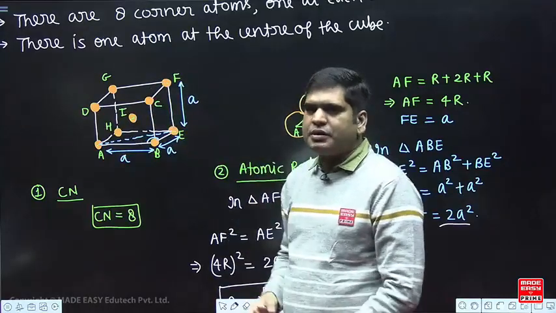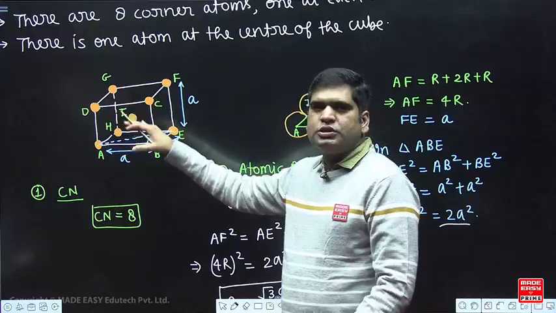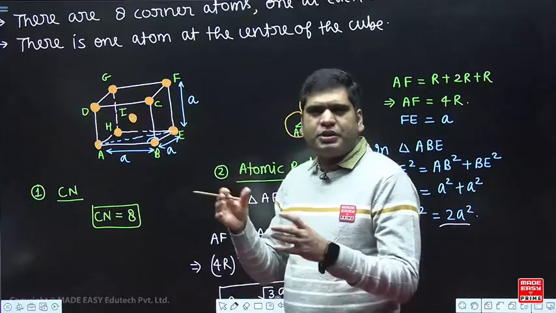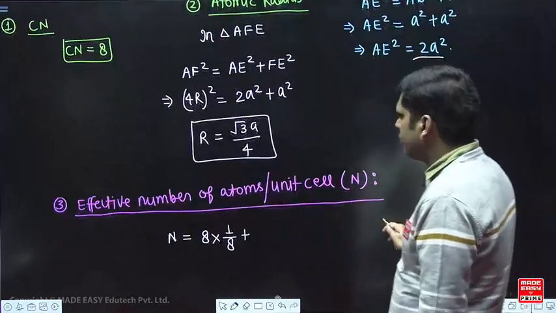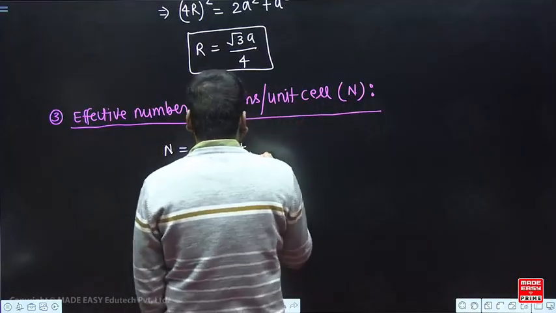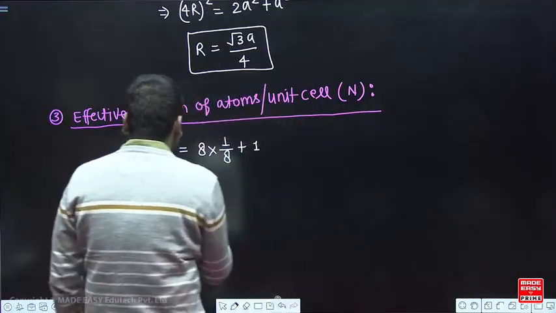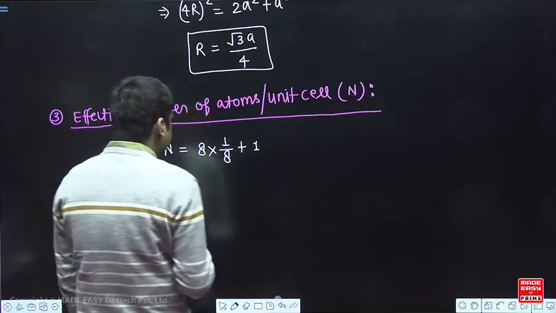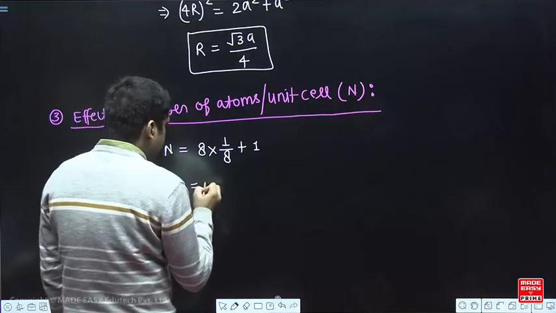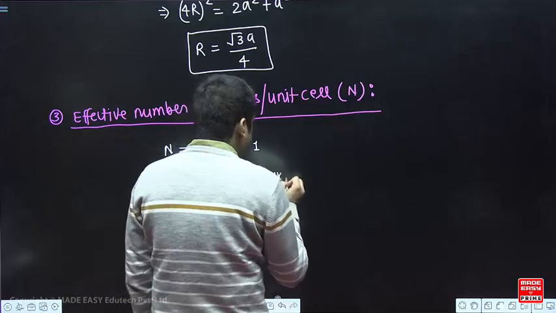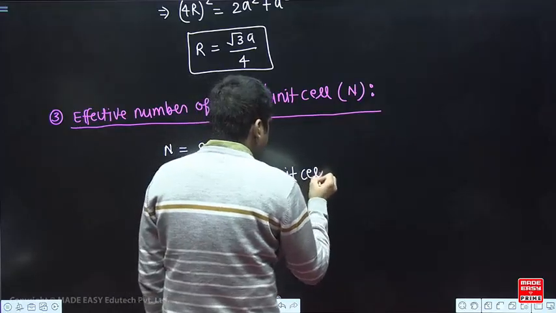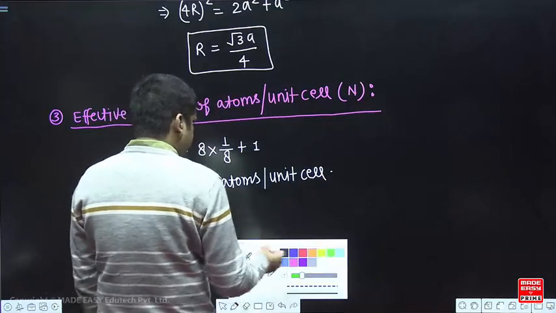So this atom will contribute 1 to this cell. It is completely within this cell, so its contribution is complete, that is equal to 1. So 8 into 1 by 8 plus 1, this one because of the center atom. So N is equal to 2 atoms per unit cell. This is the effective number of atoms.